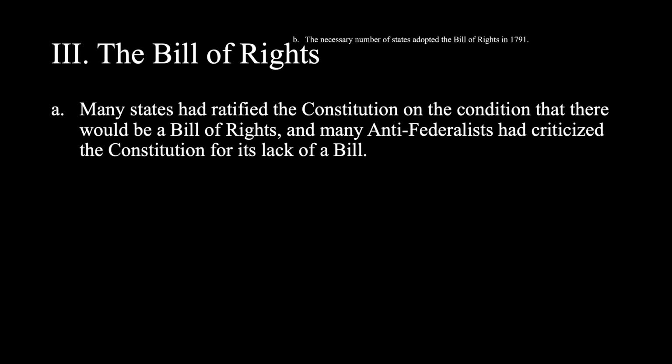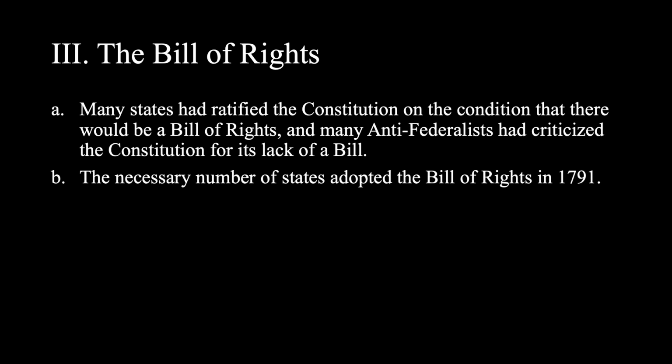Now, the necessary number of states adopted the Bill of Rights in 1791. Remember, the way that it works is any amendment to the Constitution, we'll use the path that they did. There's actually two. Again, take APGov. Basically you can get 2/3 of the House and Senate to propose the amendment. It then goes out to either 3/4 of the legislatures, or again, you can have ratifying conventions, things like that. So in this case, they had put forth the 12 different proposed amendments. 10 of them were ratified by the states starting in 1791.